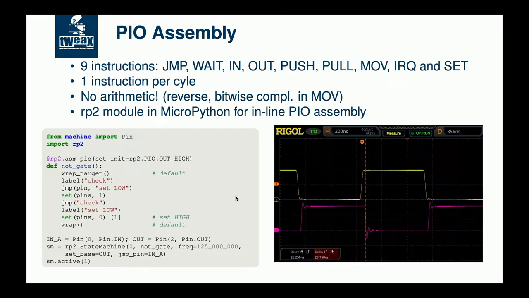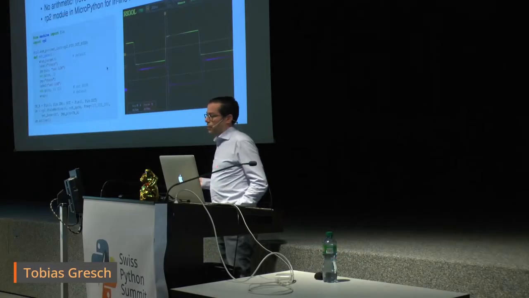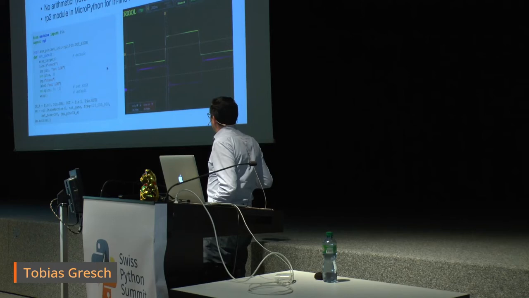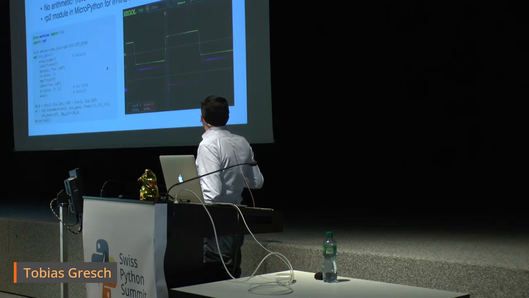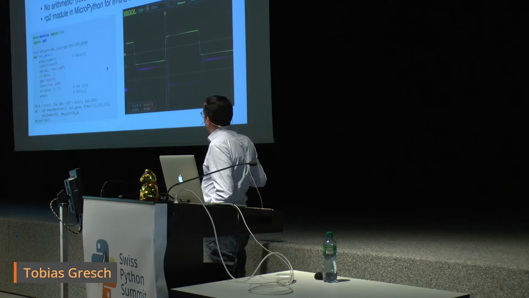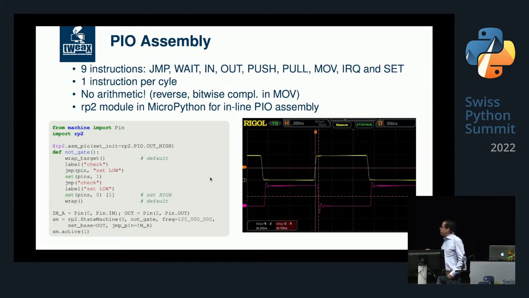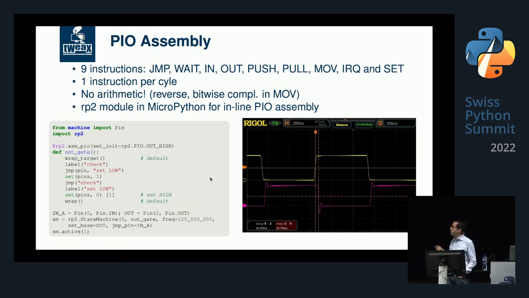Here I show an example where I run about the simplest function you can run on such a state machine, a NOT gate. So we import this famous RP2 module and define the program for the NOT gate. We use the instruction jump pin, which will jump as long as your pin is at the high level. If it's high, we set it to low. If it's low, we set it to high. The wrap instructions are not necessary because by default the state machine wraps over at the end of the program to the beginning, which doesn't need a cycle, by the way.